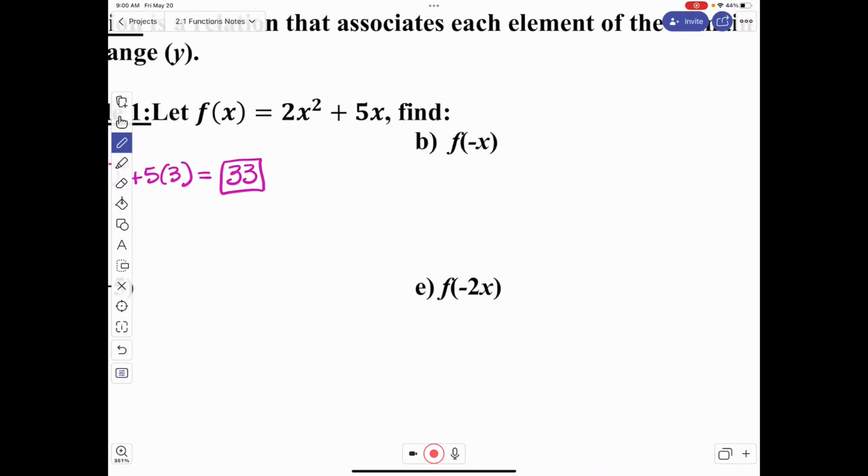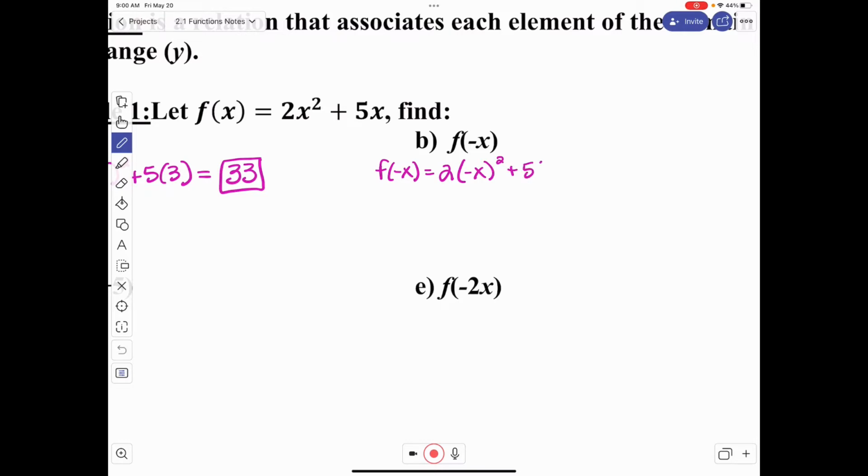All right, for B, we're going to plug in negative x. So f of negative x, we have 2 times negative x squared plus 5 times negative x. Remember, we've already talked about if we take negative x and you square it, a negative becomes positive, because negative x times negative x is going to be positive, and of course it's still going to remain squared. And then we have minus 5x.